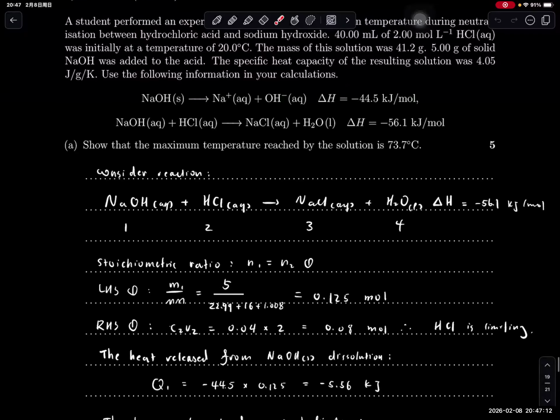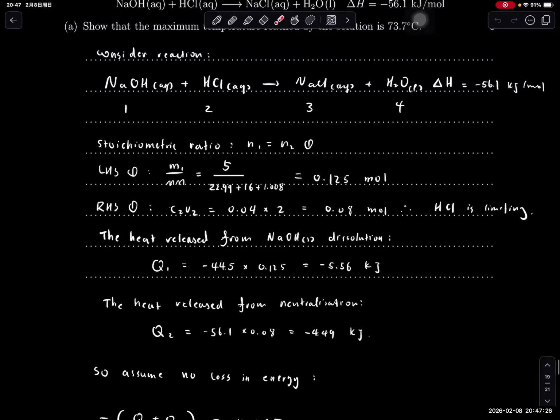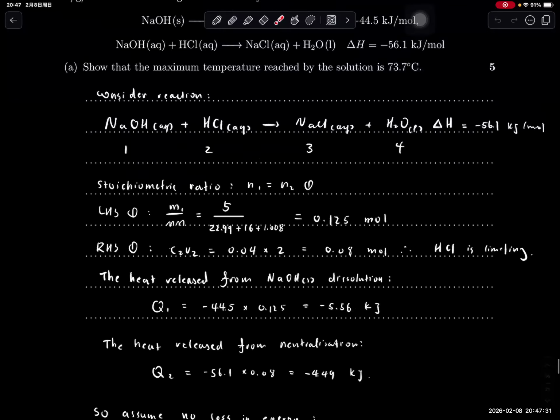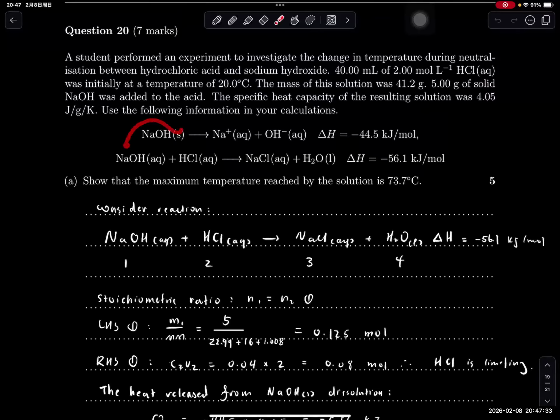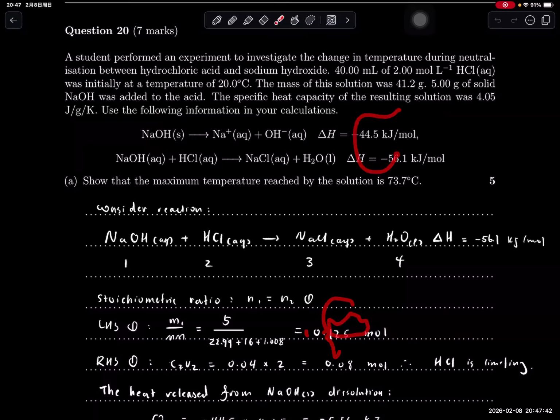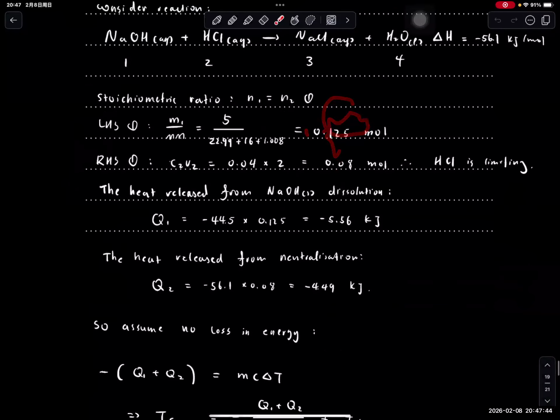On the left-hand side, we want to calculate who is limiting in order to figure out how much water is formed. Sodium hydroxide is 0.125 mole. Hydrochloric acid is 0.08, so hydrochloric acid is limiting. Now there are 2 different heats. There's a heat where you dissolve sodium hydroxide. How much sodium hydroxide has been dissolved? 5 grams. In terms of moles, that's 0.125 moles. So how much heat does that produce? Multiplied by this, that's Q1, which is this much.